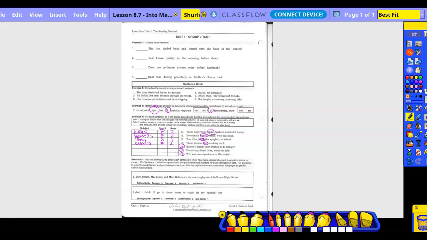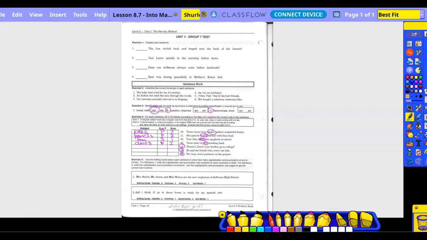Okay. Exercise 5. Use the editing guide below each sentence to know how many capitalization and punctuation errors to correct. For sentence 1, write the capitalization and punctuation rule numbers for each correction in bold. For sentence 2, write the capitalization and punctuation corrections. Use the capitalization and punctuation rule pages to get the correct rule numbers. And those pages are in your Shurley method folder. They're the orange pages, right? Okay. And then they are pages 112, 113, and 114. So that's where you get the rule.